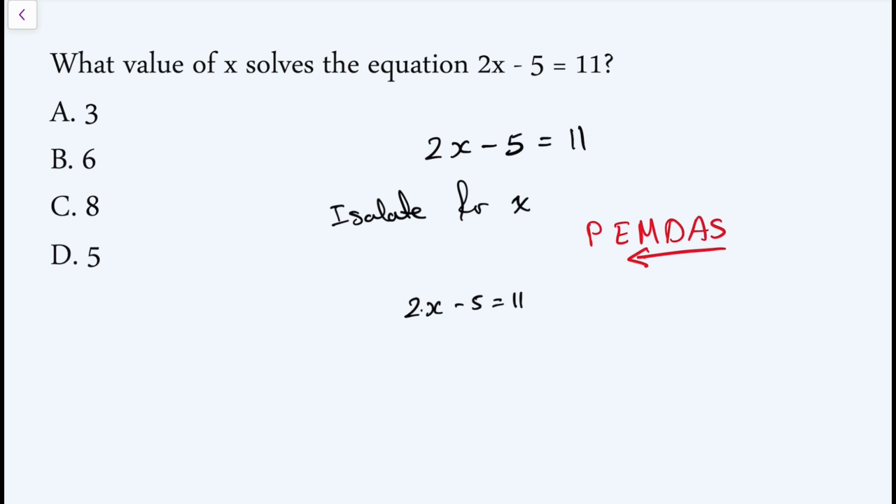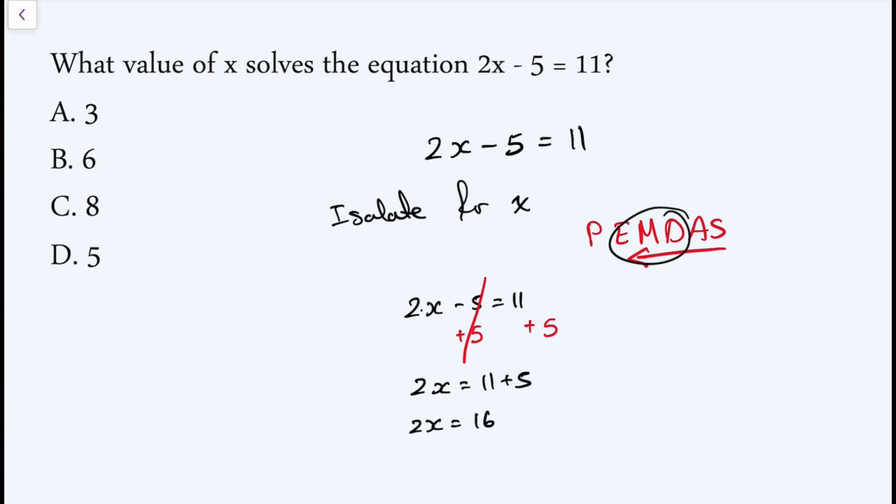Negative 5. We need to kick out this minus 5. How do we do that? Well, we do the opposite operation of that. If it's negative, then we're going to add it. We're going to add 5 on both sides, because what we do to one side, we do to the other. So minus 5 plus 5 is 0. 2x is equal to 11 plus 5. 2x is equal to 16.